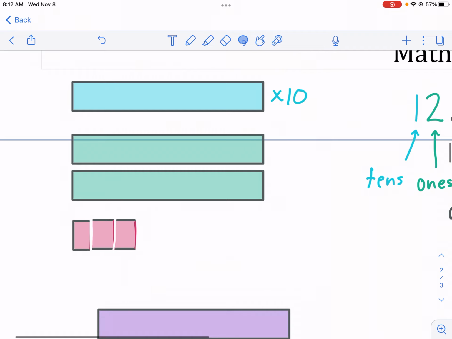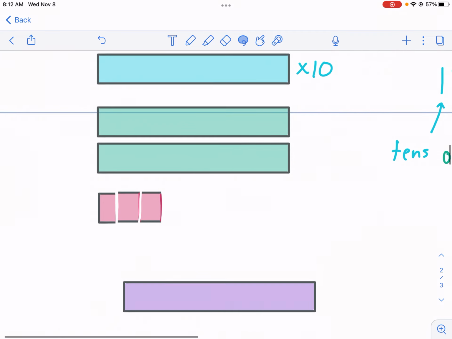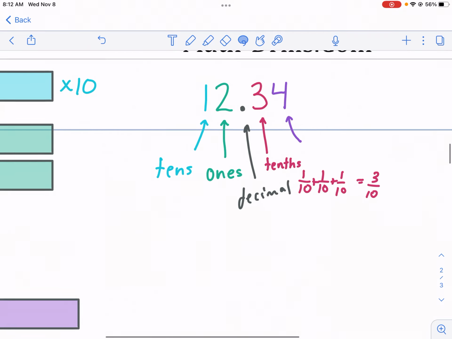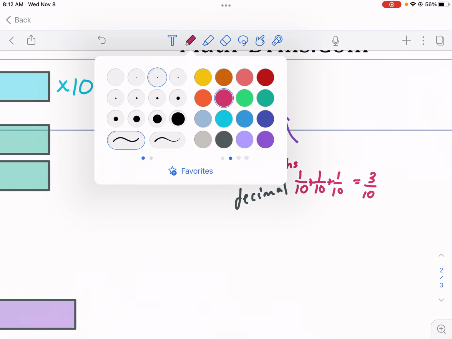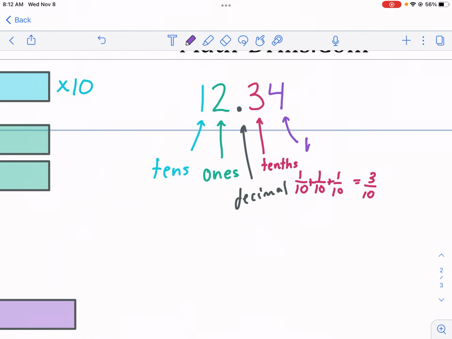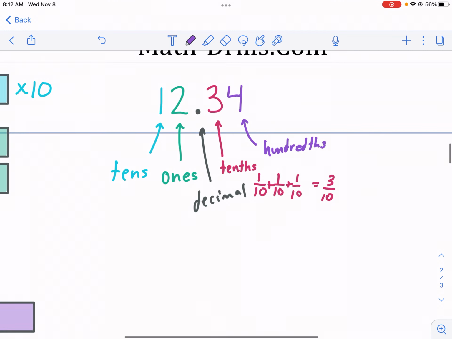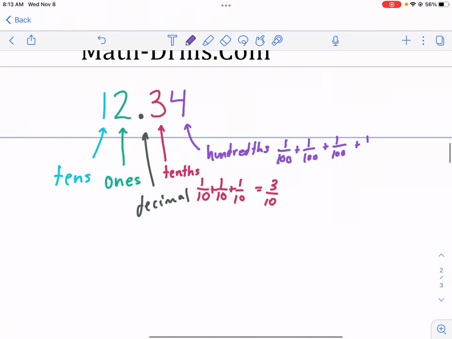So right now we have 12.3 because we have those 3/10, but now we have that 4. That's the last place, and that is the hundredths place. As the name suggests, that means it's 1 over 100. Since we have 4 of those, that just means we added 4 of those fractions together. Again, if this is something that you already know, go ahead and skip to the other part. I have no problem with you doing that. So that's 4 over 100.